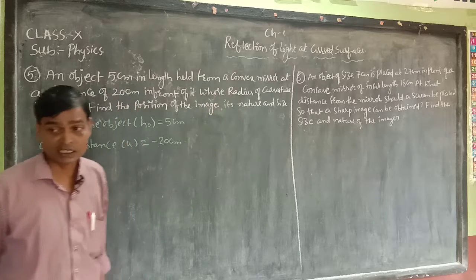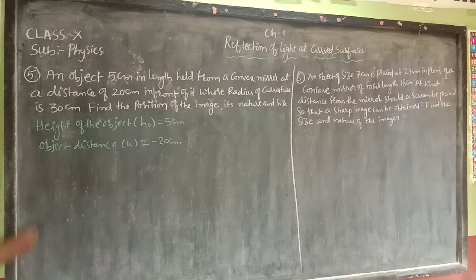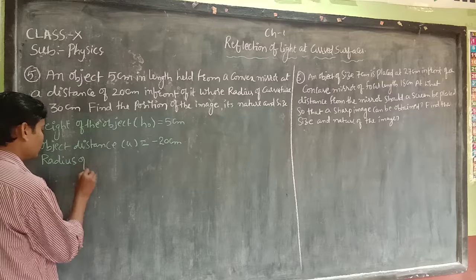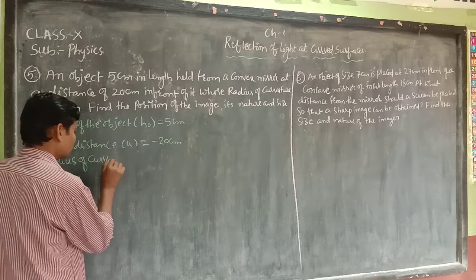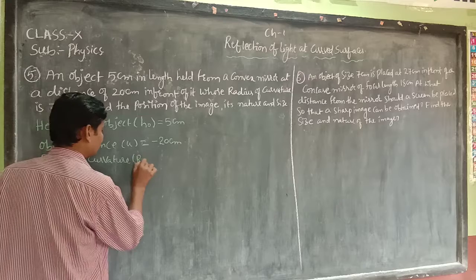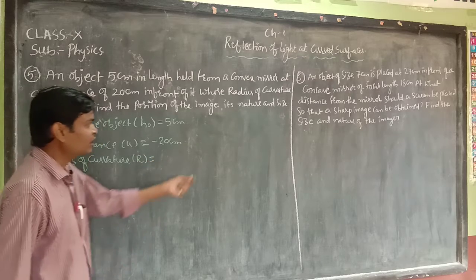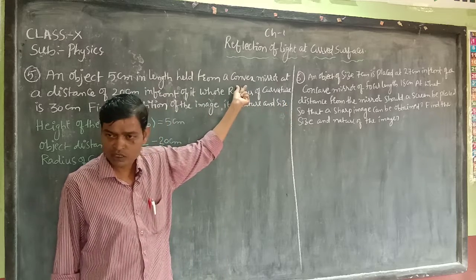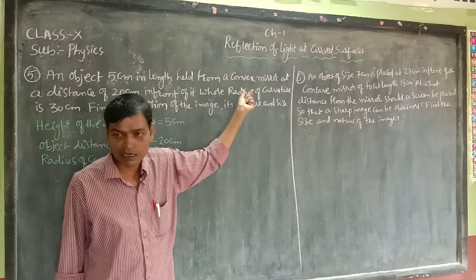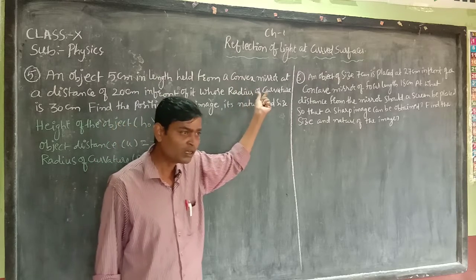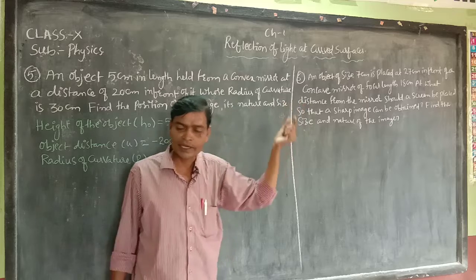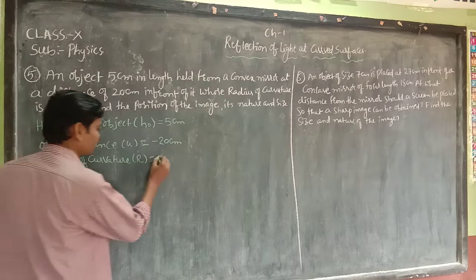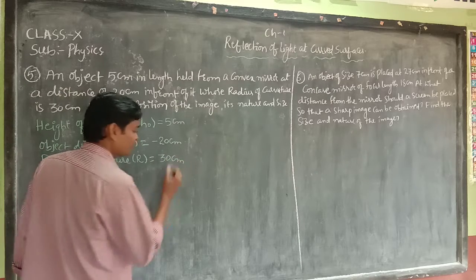The radius of curvature has also been given. So the radius of curvature R is equal to, here which mirror are we using? Convex mirror. For a convex mirror, focal length is positive, so the radius of curvature is also positive. How much is given? 30 centimeters is given. So plus 30 centimeters.